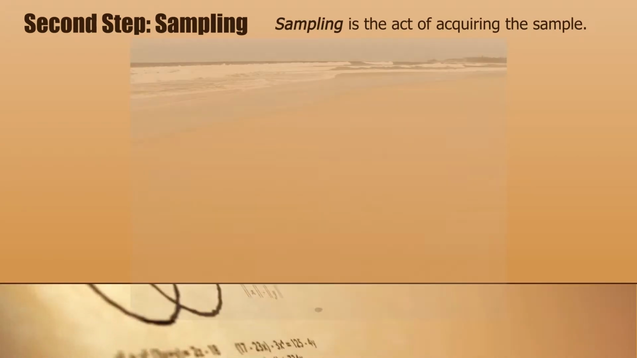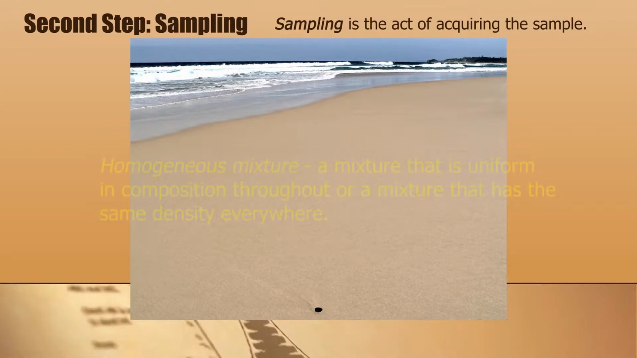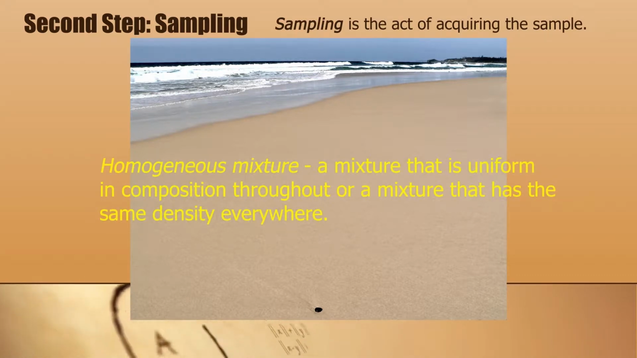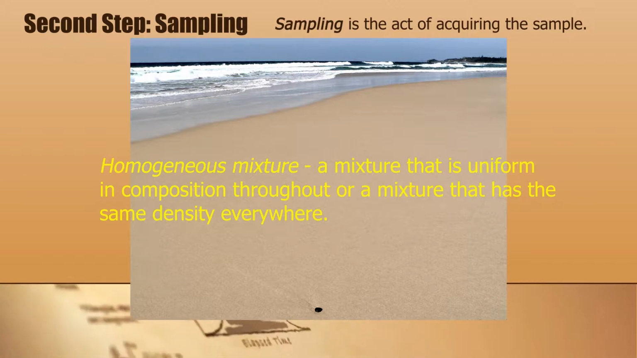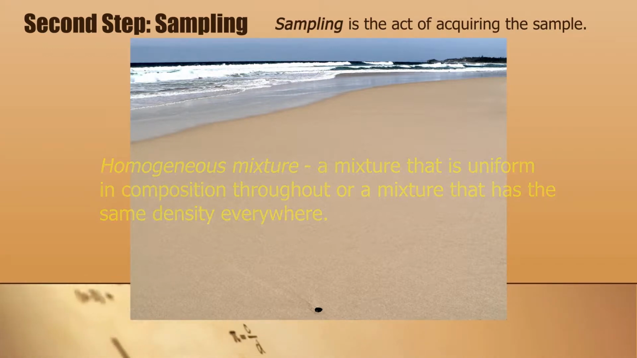For example, let's say the sample is the sand on the beach. From this perspective, the beach sand looks homogeneous. A homogeneous mixture is uniform in composition throughout. But another way to define it is a mixture that has the same density at every point. We'll talk about density later.